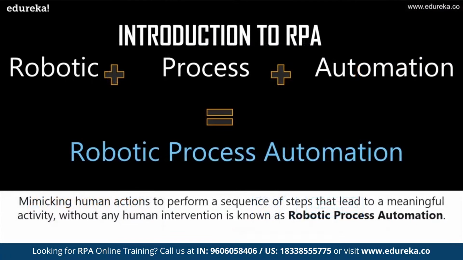If we summarize all these three terms together, then mimicking human actions to perform a sequence of steps leading to a meaningful activity without any human intervention is said to be robotic process automation. I hope the definition was clear to you guys.